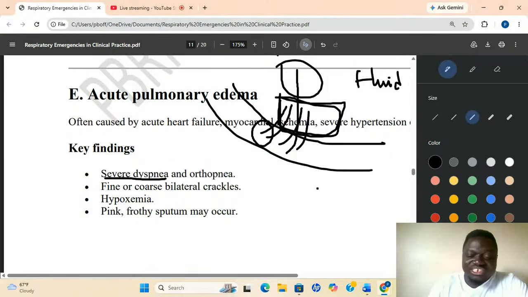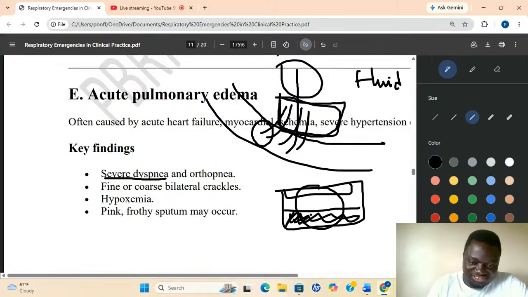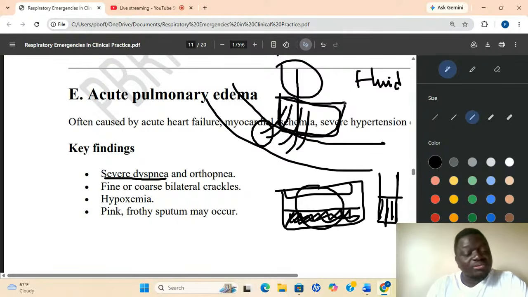if I have a container and I make the container flat like this, I pour water in it, the water will settle at this place. The water will not settle here and leave air. No, the water will settle here. If I make it vertical, the water will stay here and there's more air here. So your body now becomes a container.